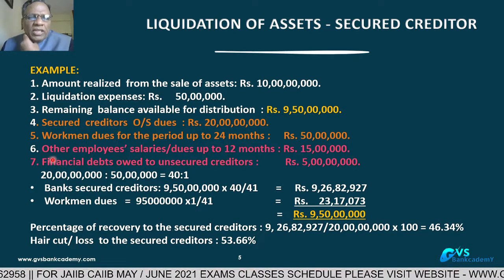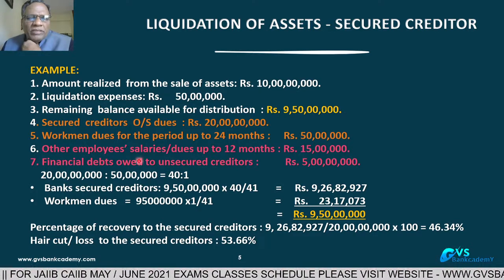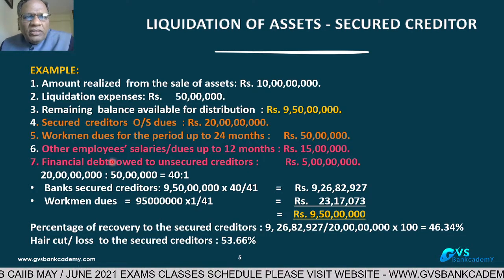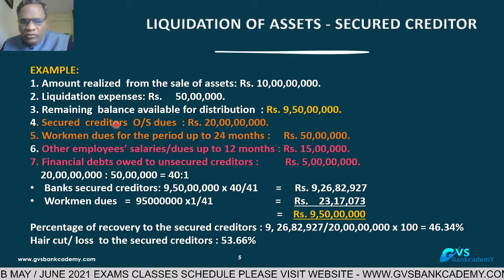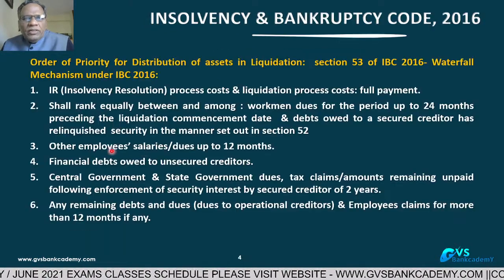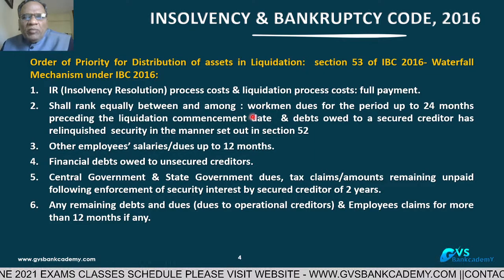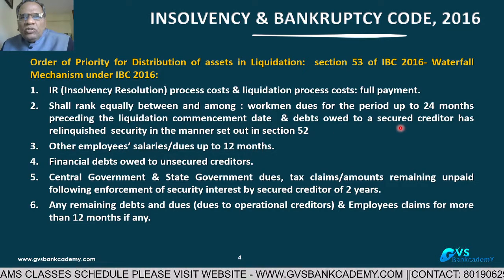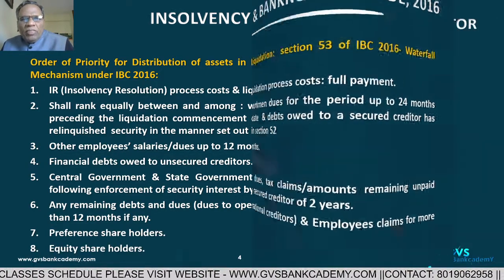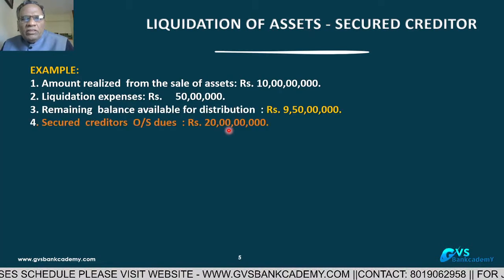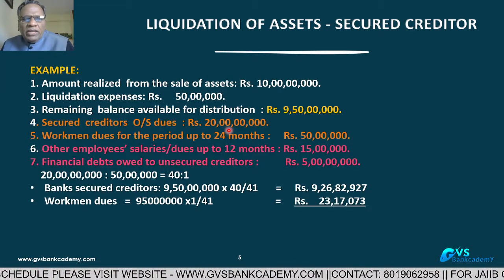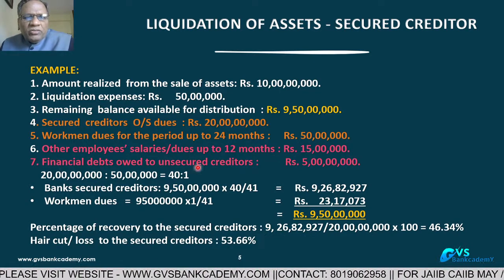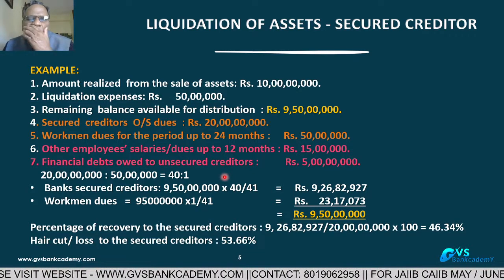It means that in this analysis other employees and financial debts owed to unsecured creditors are not going to get anything, because in this second stage itself, the waterfall is going to be stopped. It says they shall rank equally among workmen dues for the period of 24 months preceding the liquidation and debts owed to secured creditors. So the secured creditors are not getting fully. When the secured creditors are not getting fully, there is no question of other employees and financial debts owed to unsecured creditors getting anything. After that, all are going to lose their entire amount.